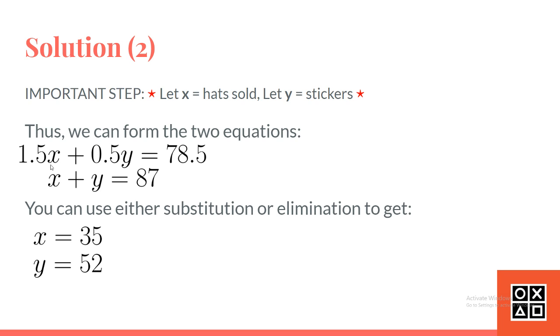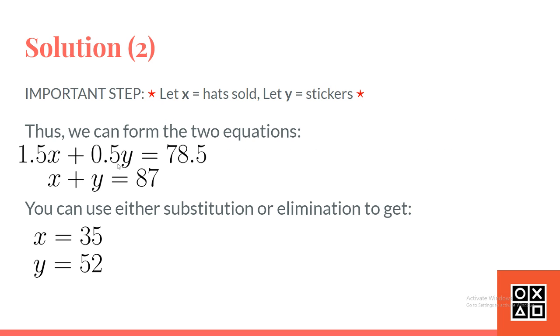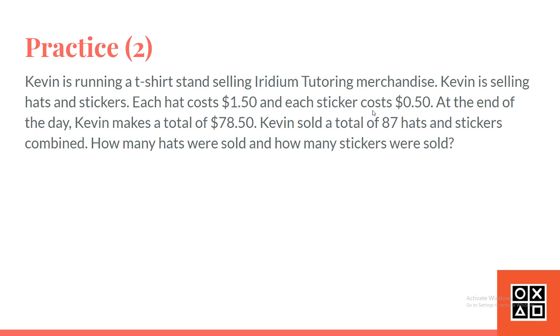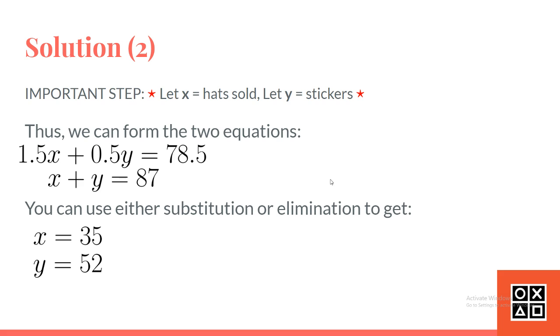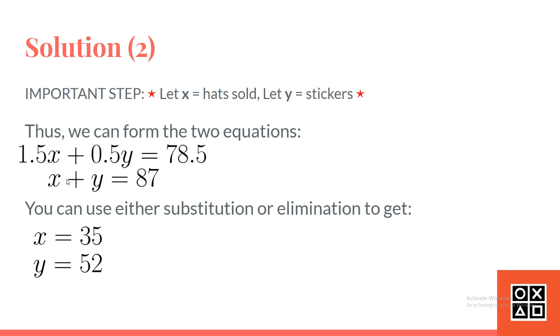We got 1.5x from the price per hat. So you can see each hat costs $1.50, and the 0.5 or 50 cents from the price of each sticker. And that in total would sum up to $78.50 as seen here. Now, x plus y equals 87. x is the number of hats sold, y is the number of stickers sold, and they sold a total of 87 hats and stickers.